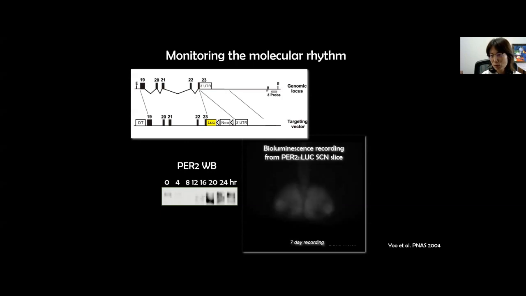But as the field moved forward, we needed more molecular systems that we can use to monitor circadian rhythm. So a very long time ago, I made this PER2::LUC mouse, which has luciferase fused endogenously to one of the core clock genes, Period 2. So it makes a fusion protein of PER2 and luciferase. Slicing the SCN of those mice, we were able to record seven days of SCN oscillation.